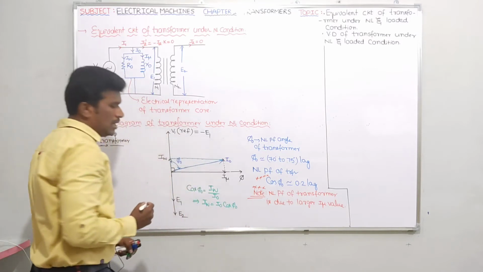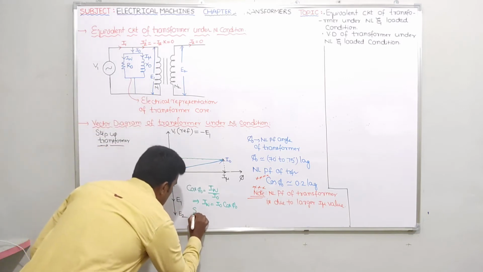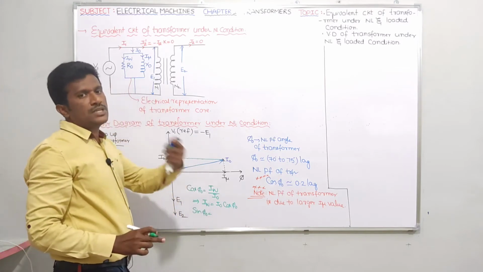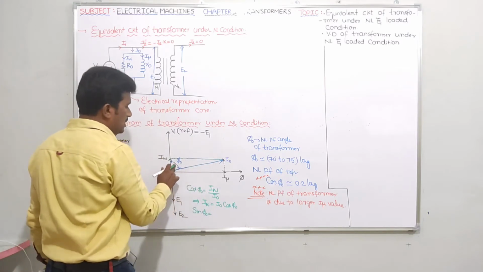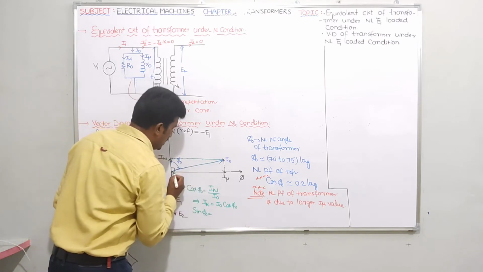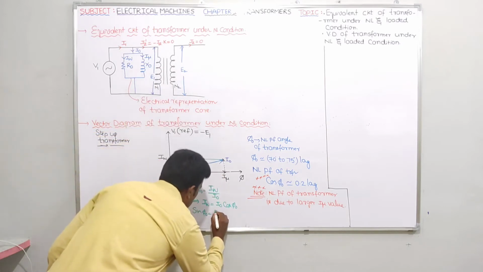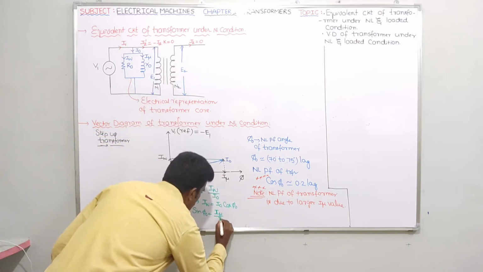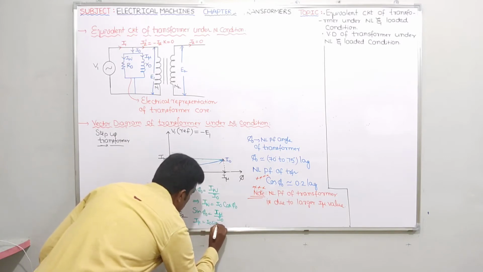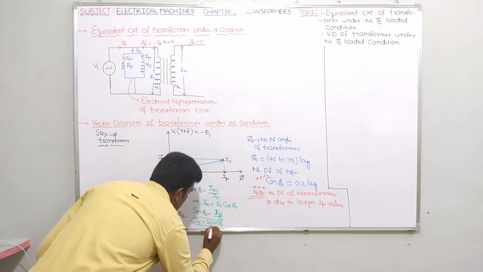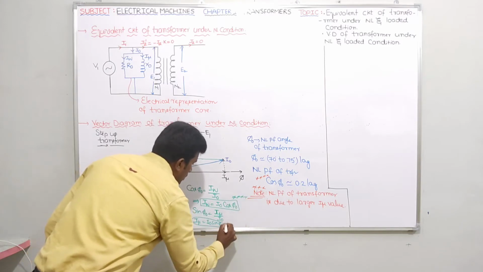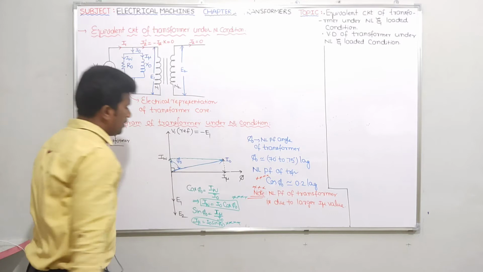Very good. Similarly, apply sin φ0 here. Sin φ0 is opposite side by hypotenuse. For this triangle, the side opposite to this angle is this vector, Iμ. So sin φ0 equals Iμ divided by I0. That implies Iμ equals I0 sin φ0, and Iw equals I0 cos φ0. So these relations are important. Please try to remember.